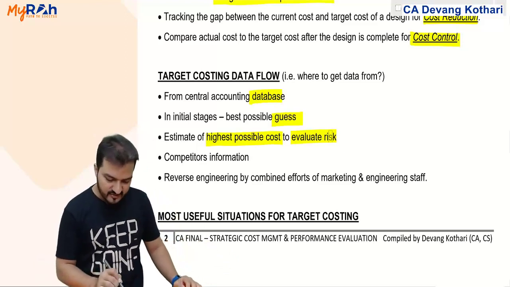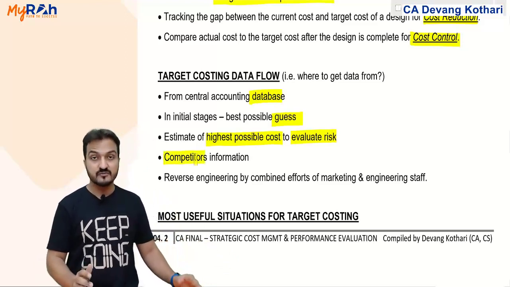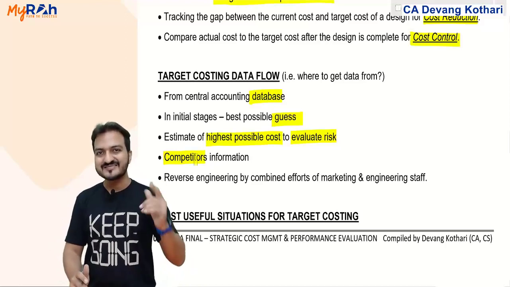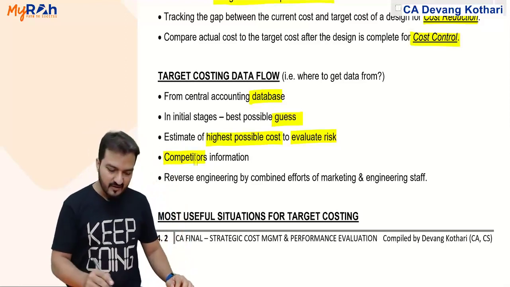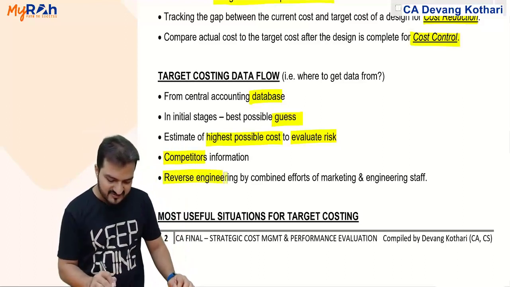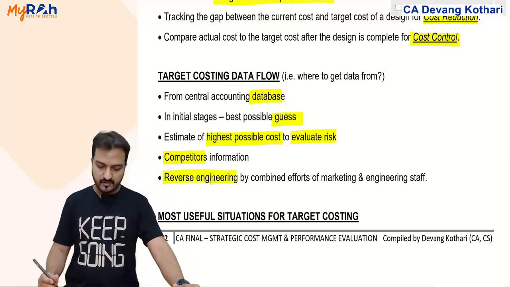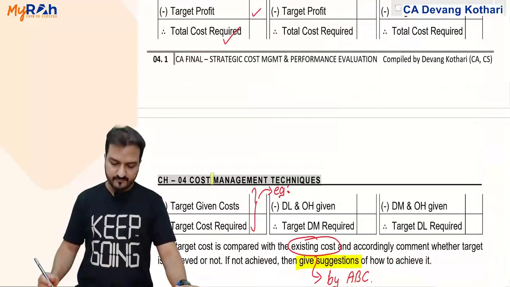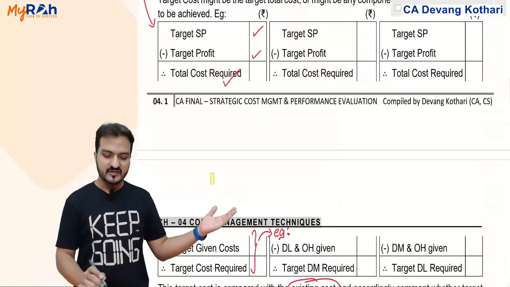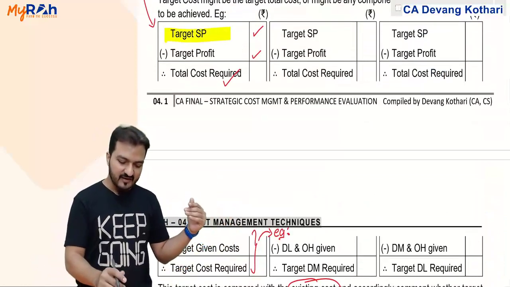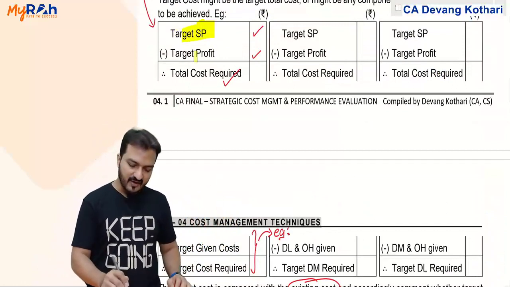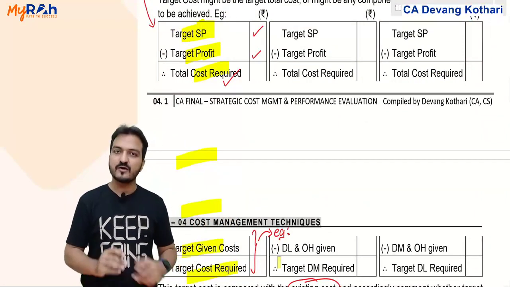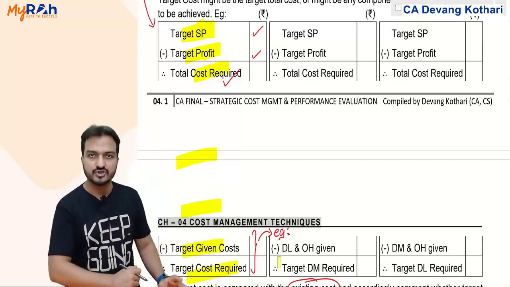Also, I can get information from the competitor's information, because naturally my target selling price comes from what the competitor is charging, and I can get information by reverse engineering. Reverse engineering is exactly what we did in this format here. I start from selling price and I go in reverse. You notice that I started from selling price and then went in reverse to reach the cost. This is a kind of reverse engineering.